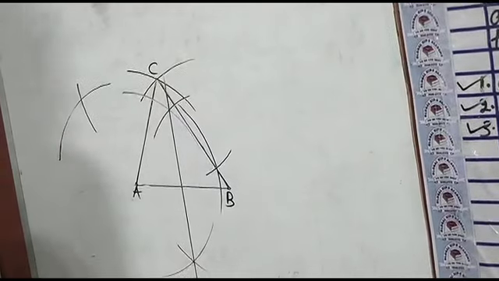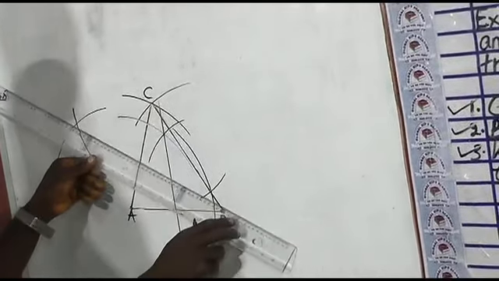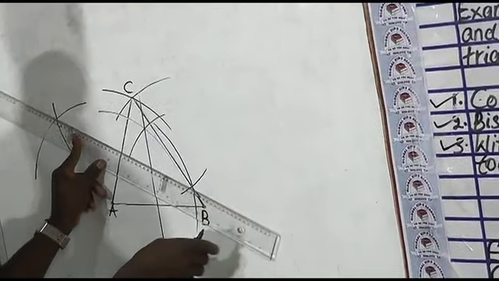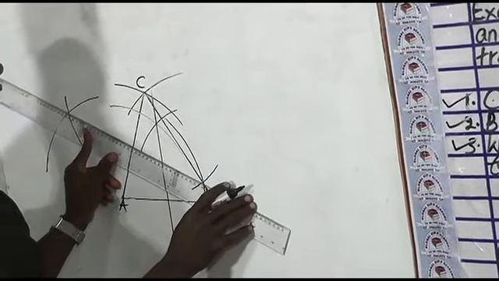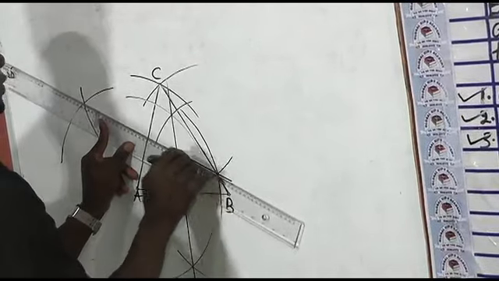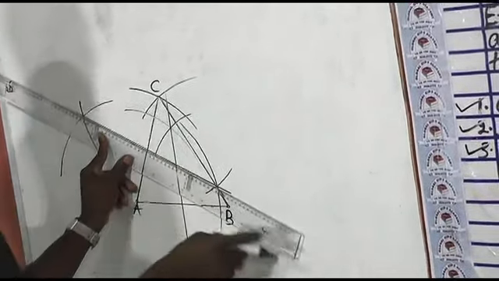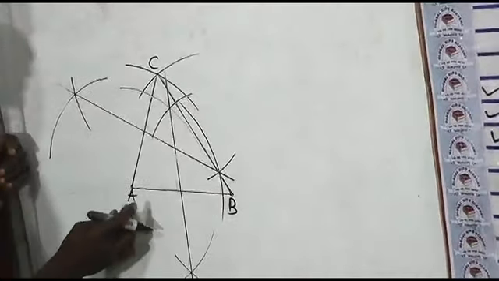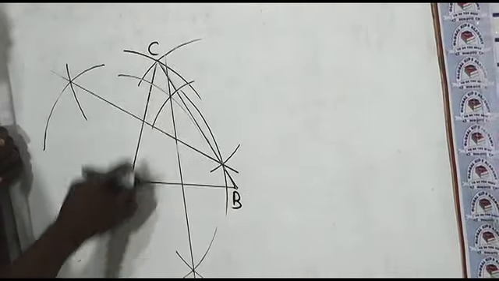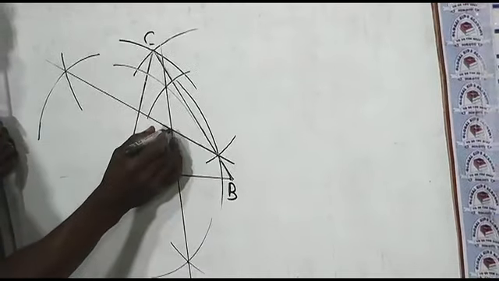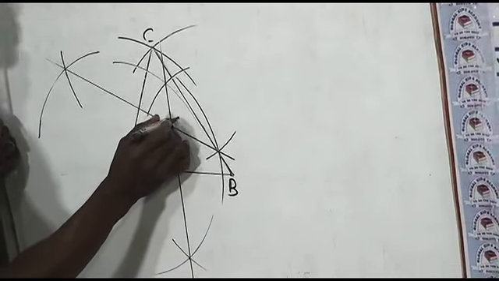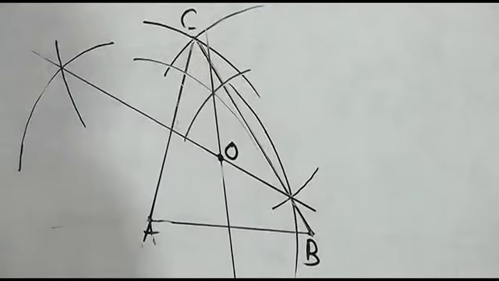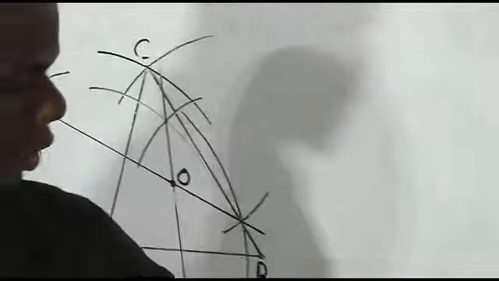When you are done with that, you pick your ruler and you join the intersection of the two arcs with your ruler. So you join this, make sure the line is passing through the intersection of the arcs. So you see that the bisection of line AB and that of AC is meeting at the point here. So we can call that point O. Okay? So once you are done with that, we are through with the second procedure.